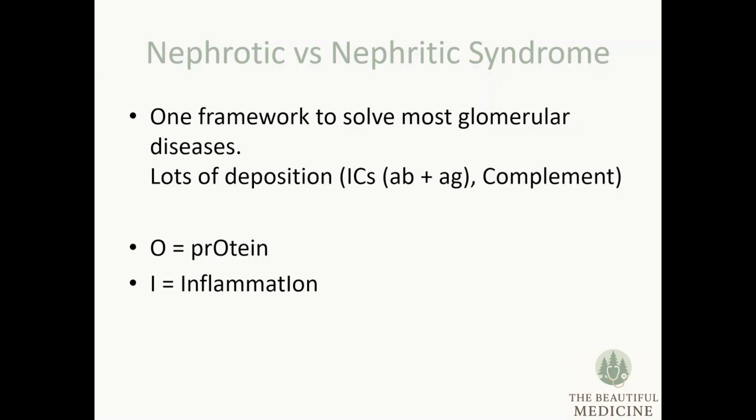All right, so what you're gonna see is lots of deposition: immunocomplex, antibody plus antigen, and complement. So these diseases involve lots of deposition. In nephrotic, we lose protein, and in nephritic, we have inflammation. So let's move on.